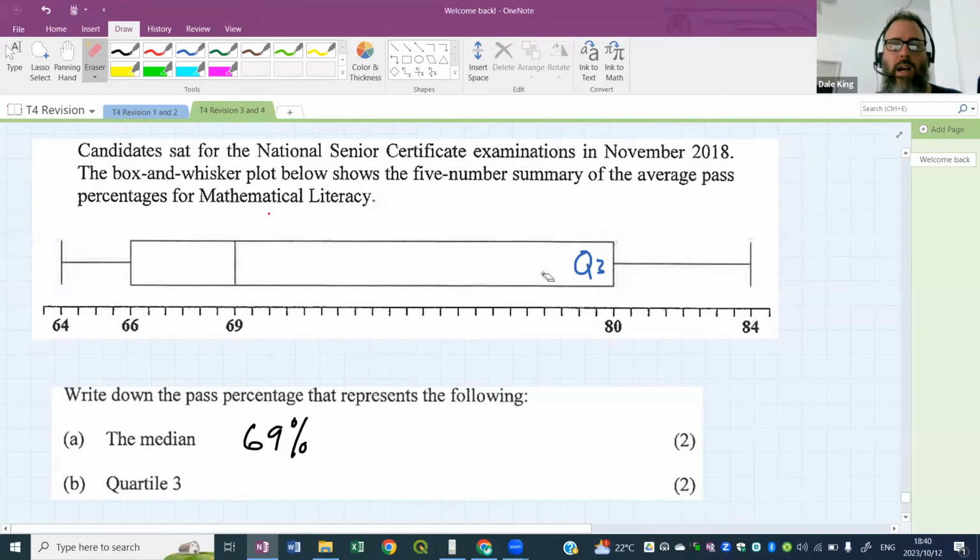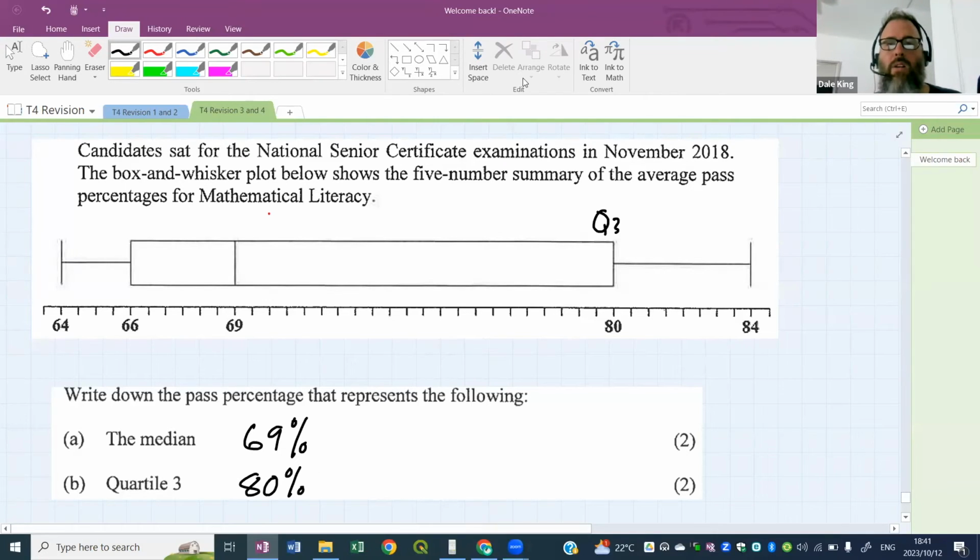Okay. Now, I wrote down all the names here. You can see them easily. In the exam, you have to know this off by heart, all right? So you have to know what a box and whisker plot is, and you know what all the lines are in the box and whisker plot. But yes, Q3 is over here. So it is 80%. All right.